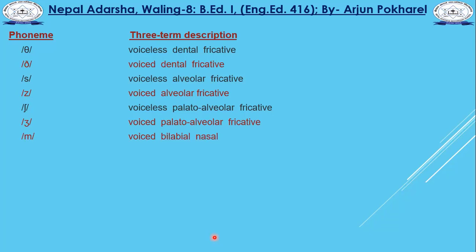Ma is what? Ma is voiced bilabial nasal. Okay, ma is voiced. It is bilabial and it is what? Nasal sound. Okay, nasal sound.